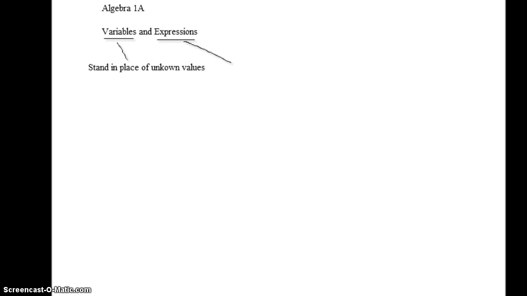Now, expressions are just variables put together by operations. You'll probably hear me talk about it the entire semester. There are 4 main kinds of operations, and you can break up everything into these. We have add, subtract, multiply, which is this funky looking thing right here, and divide, which is this backward slash right there. So that's everything we're going to be talking about: variables and expressions.